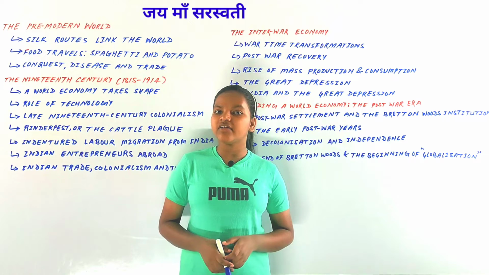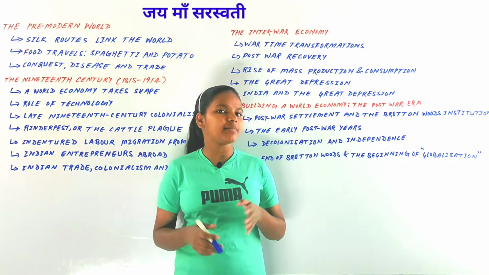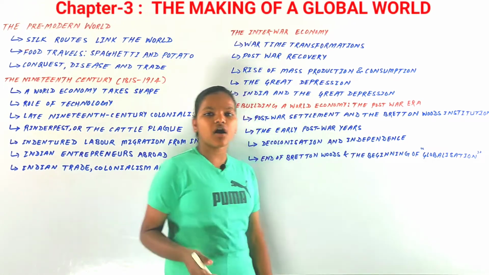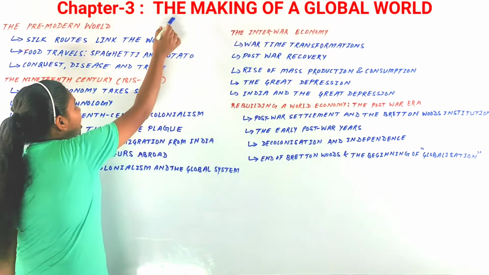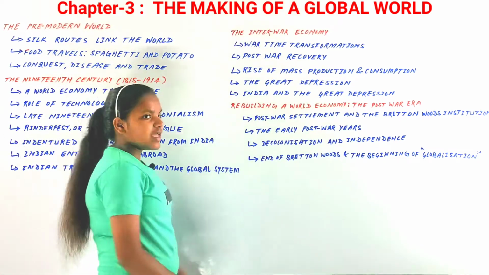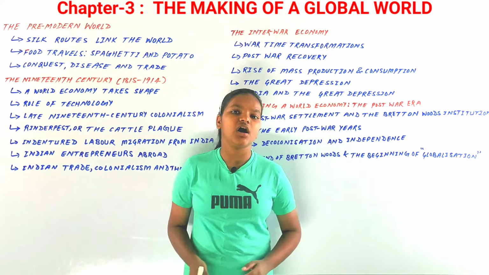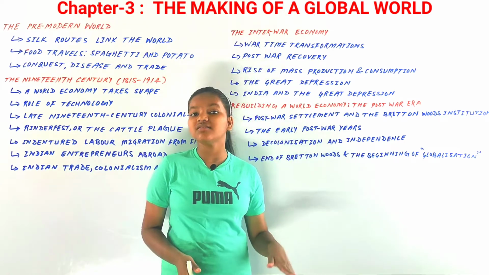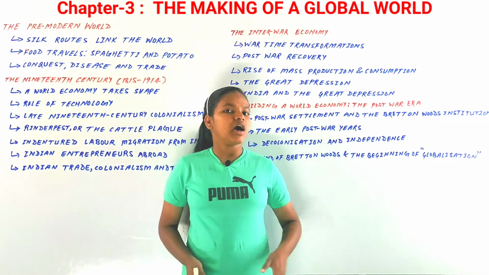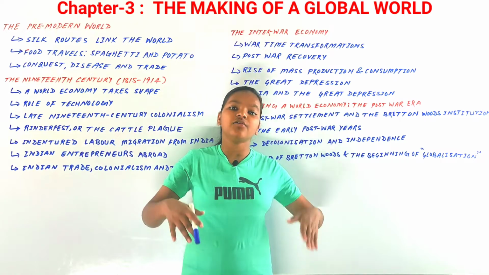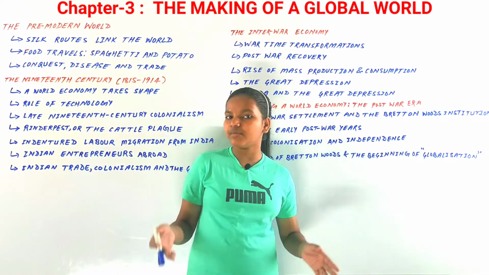So today I will explain Class-10th History Chapter 3, and our chapter is going to be The Making of a Global World. Now in this chapter we are going to discuss globalization. We will see how the world in which we live has emerged.